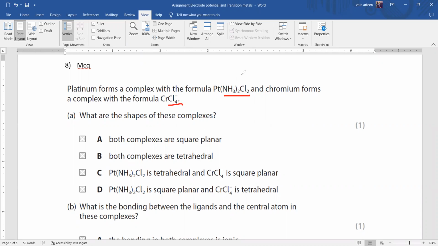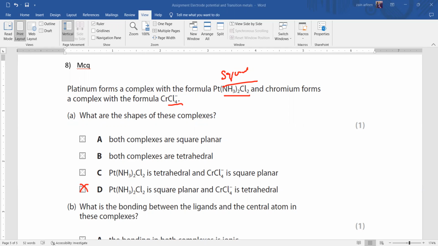Because when the coordination number is 4, there are two possibilities. It will be either square planar or tetrahedral. So platinum is always square planar, and here for chromium, it is tetrahedral. That's why D is the right answer.